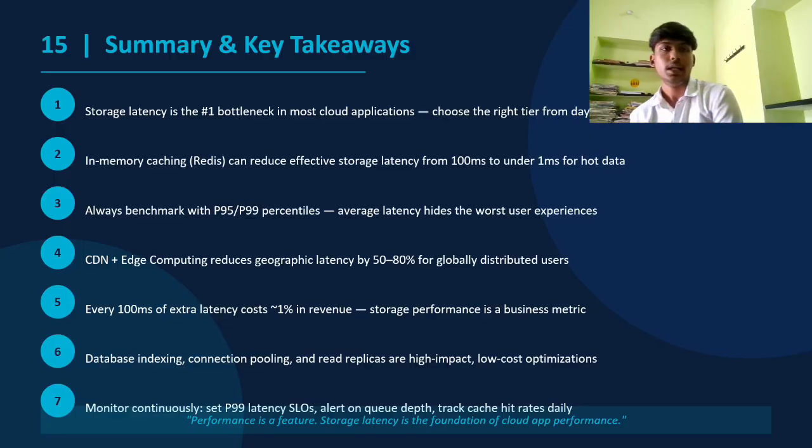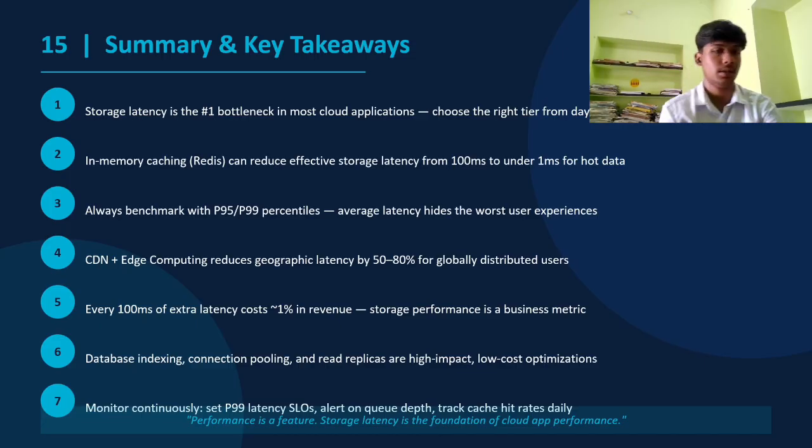So the summary and key takeaways from this session: storage latency is the number one bottleneck affecting most cloud applications, so choose the right type from day one. In-memory caching reduces effective storage latency from 100 milliseconds to under 1 millisecond for hot data. Always benchmark with P95 and P99. Average latency hides the worst user experience.